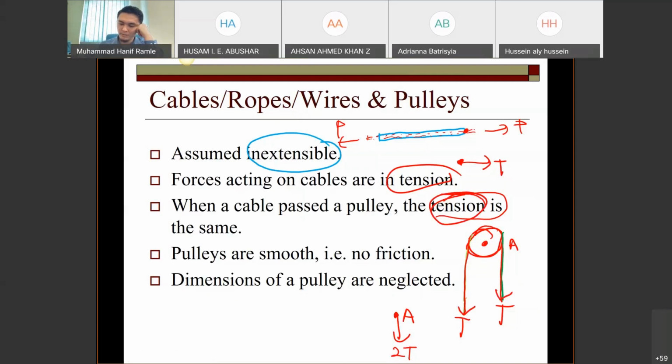No, wait. This is not an object. So never mind, I will show you later on. Okay, pulley assumed massless, no friction. In a real situation, of course, in this interface we do have friction, because we have two different bodies: the cable and the surface of the pulley. So in our static case, we assume there is no friction, and also the dimension of the pulley is neglected.